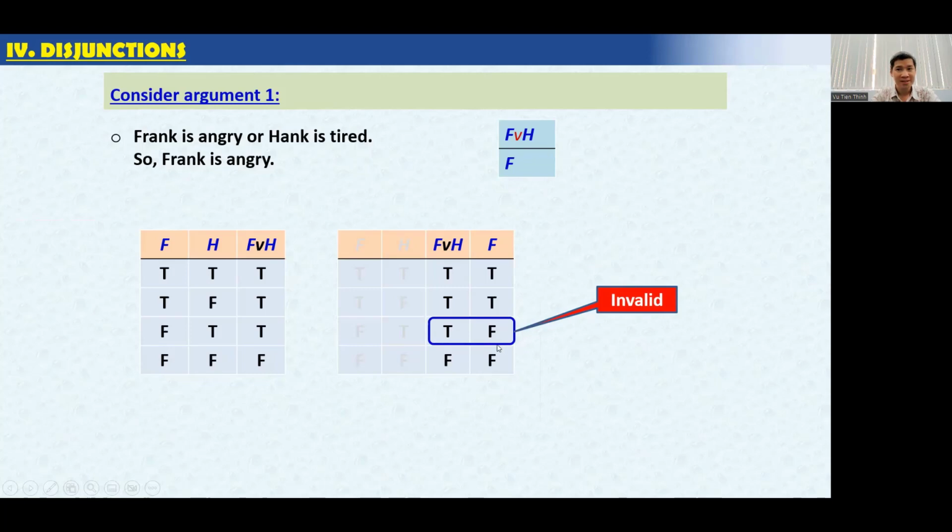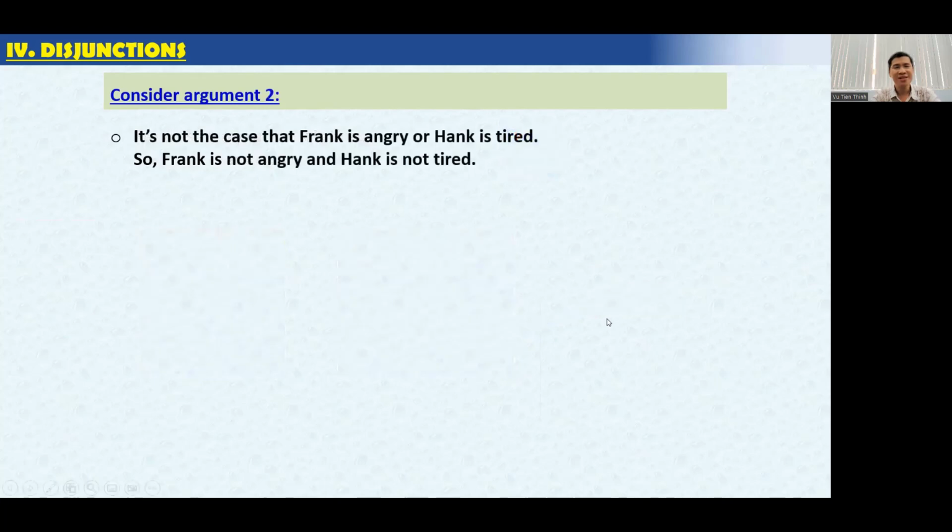Sometimes we read the argument, it sounds okay, but if we look at concrete evidence, it's not okay. Because maybe in the first statement, Frank is angry or Hank is tired, maybe Hank is tired. This statement is true. But Frank is angry is not true. Then the conclusion, Frank is angry, can be false, like in this case. Invalid.